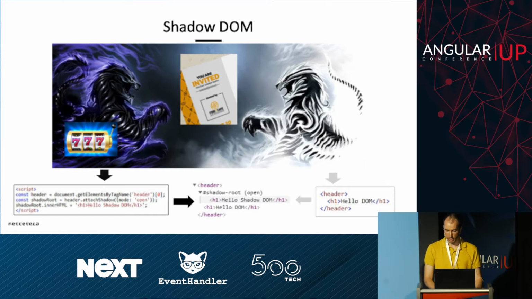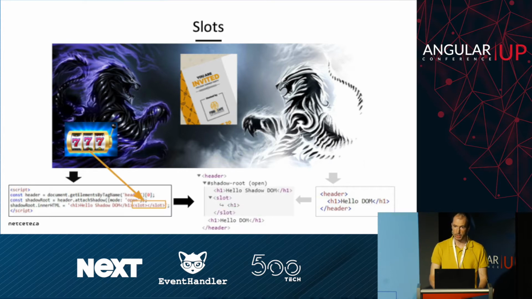So if we now have the same example, again arbitrary content in the header tags, but on the left-hand side in the shadows, we also have slot tags. And now if we see the developer console, again the H1 is outside of the shadow root, but we see that due to the slot mechanism, a content projection happens and it gets inserted into the shadow root eventually.